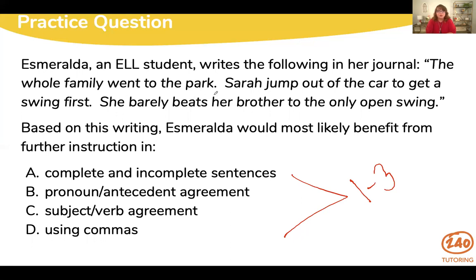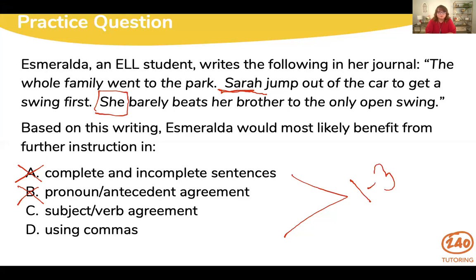The whole family went to the park. Sarah jumped out of the car to get to a swing first. She barely beats her brother to the only open swing. Complete and incomplete sentences. All those sentences were complete, so she does not need further instruction there. Pronoun antecedent agreement. So our pronoun here is she, and the antecedent is Sarah. Those do match. Sarah is a she. So those do agree. So she does not need further instruction in that based on this sample.